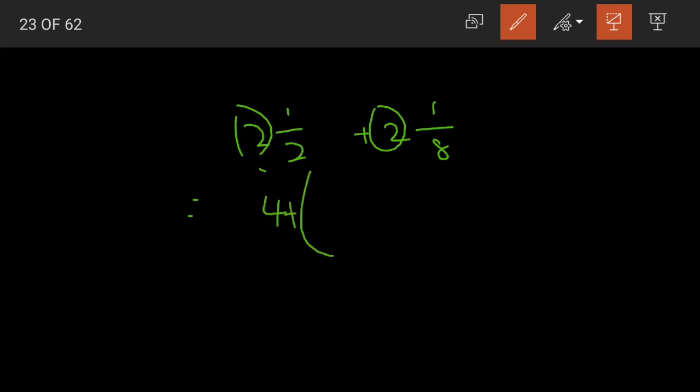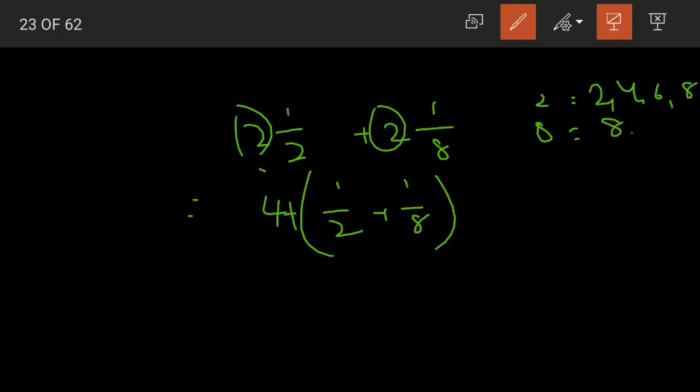So 2 1 by 2 plus 2 1 by 8. How will we add these, children? Yes, convert them into improper fractions and add. Or simply we can add the whole numbers part, 2 plus 2 is 4, and then add the fractional part, 1 by 2 plus 1 by 8. Now the LCM of 2 and 8: multiples of 2 are 2, 4, 6, 8, and of 8 are 8, 16. So what is the LCM here? 8 is the least common multiple.